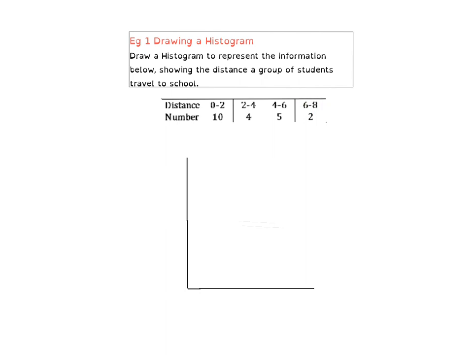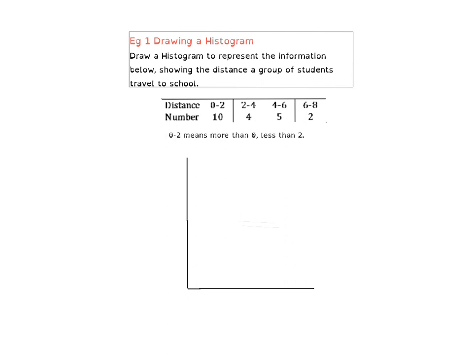And then underneath that, the row tells how many students travel that. So here, 10 students travel between 0 and 2, say kilometers. 2 students travel between 6 and 8 kilometers. So what this frequency here means, 0 to 2 means more than 0, less than 2.